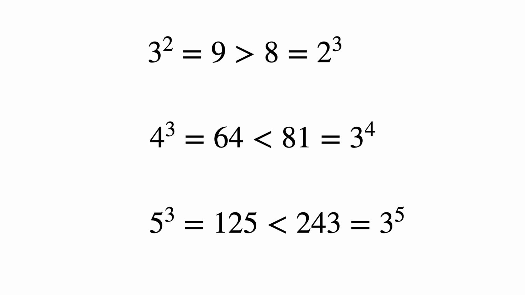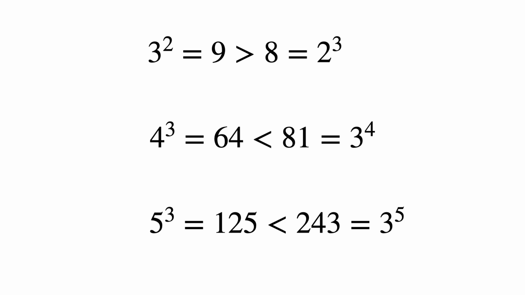For 3 raised to the power of 2 versus 2 raised to the power of 3, we get 9 versus 8. So 3 squared is greater than 2 cubed. For 4 raised to the power of 3 versus 3 raised to the power of 4, we get 64 versus 81. So 4 cubed is less than 3 to the 4th power. For 5 raised to the power of 3 versus 3 raised to the power of 5, we get 125 versus 243. So 5 cubed is less than 3 to the 5th power.